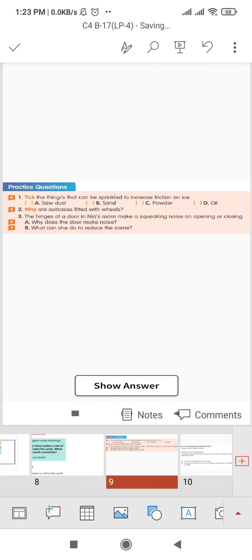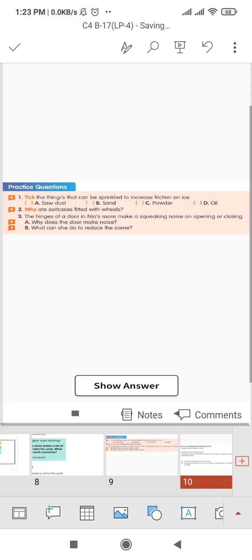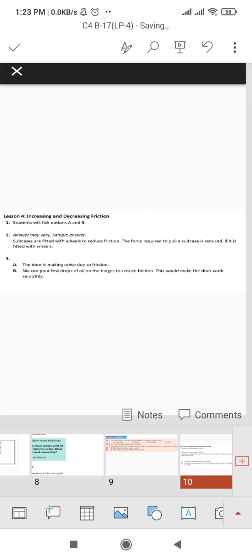Third question is, the hinges of a door in Nia's room make a squeaking noise on opening or closing. Why does the door make noise? What can she do to reduce it? This noise is due to the friction between the hinges and the door. And we can reduce the sound by applying lubricants. Lubricants like oil and grease can help to reduce the friction and make the door work smoothly.